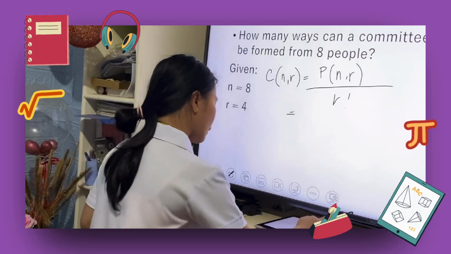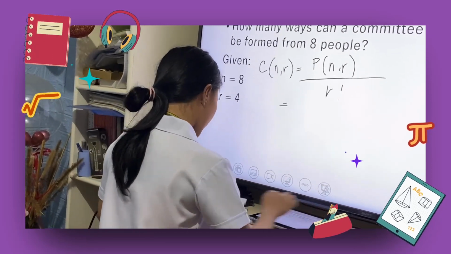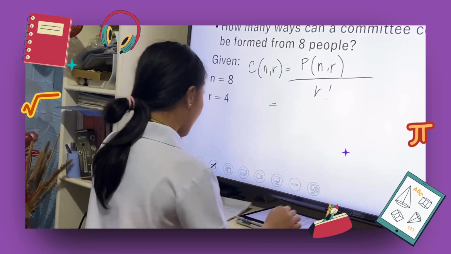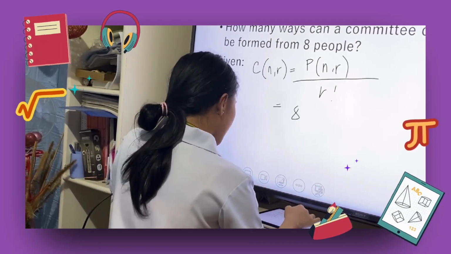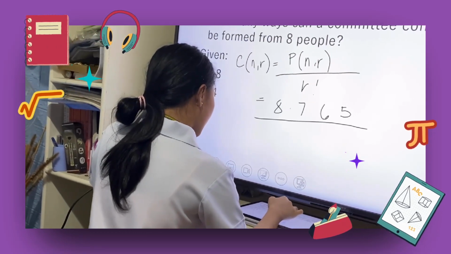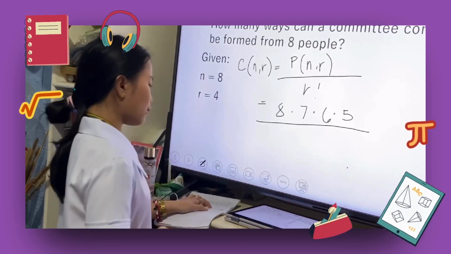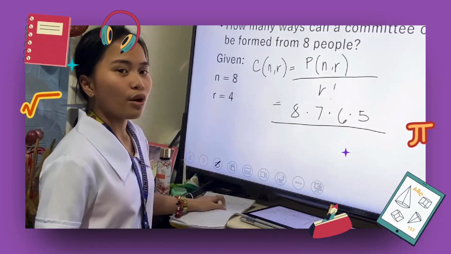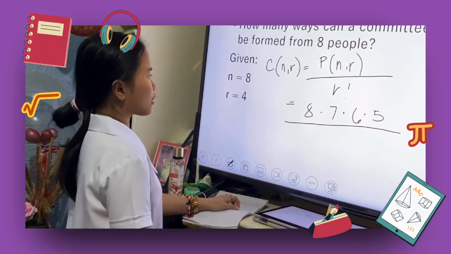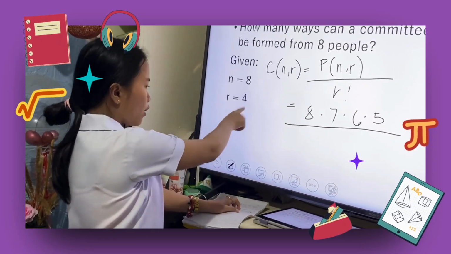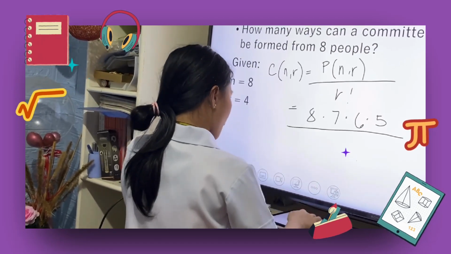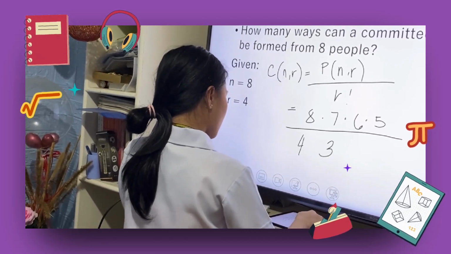Wait, let's put a factorial here too. Actually, no, it doesn't have one. So we need to put the numbers. So first is 8, 7, 6, 5. You have to multiply these. So you must be wondering, why only 5? We only need to stop at 5 because we only have 4 factors. So it's right here, 4. And then below that is the 4, 3, 2, 1.